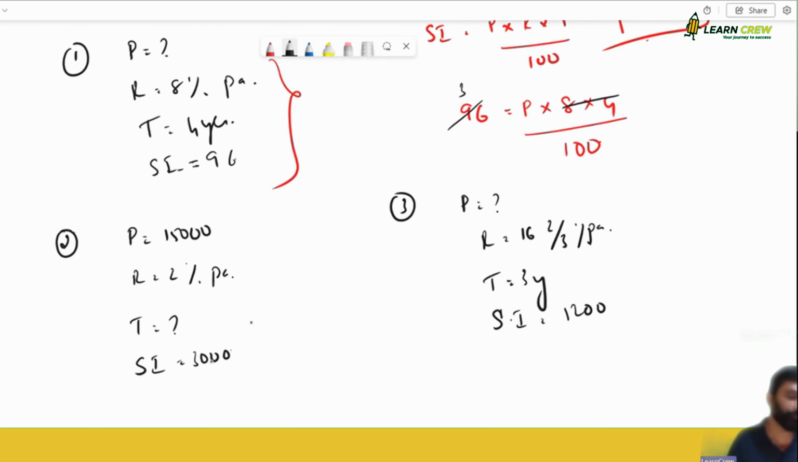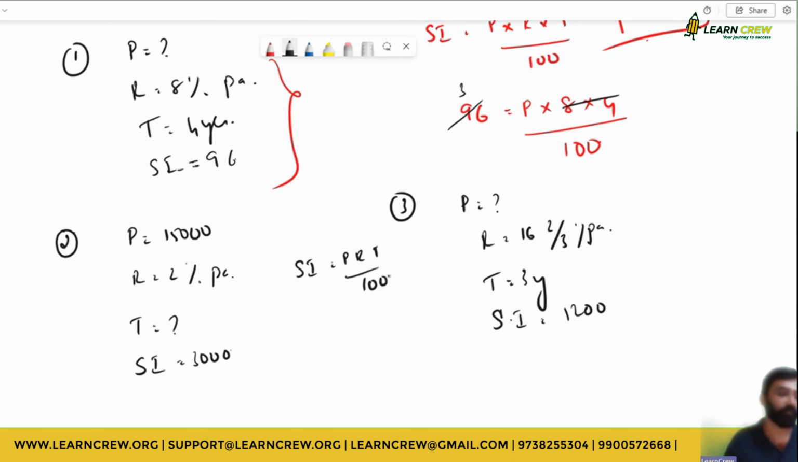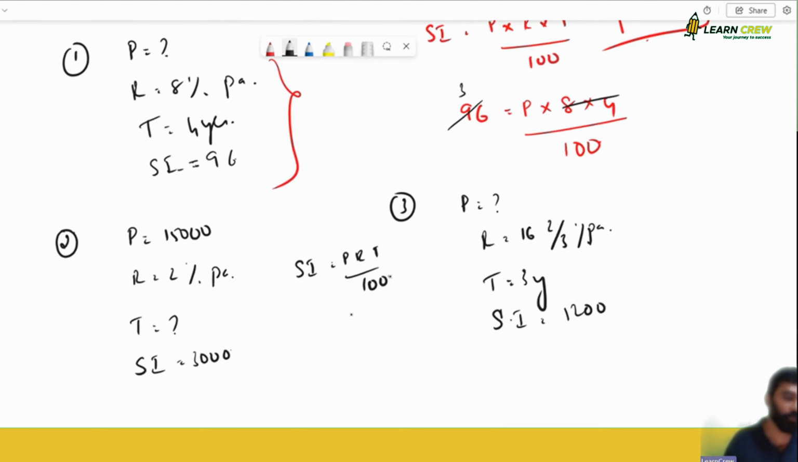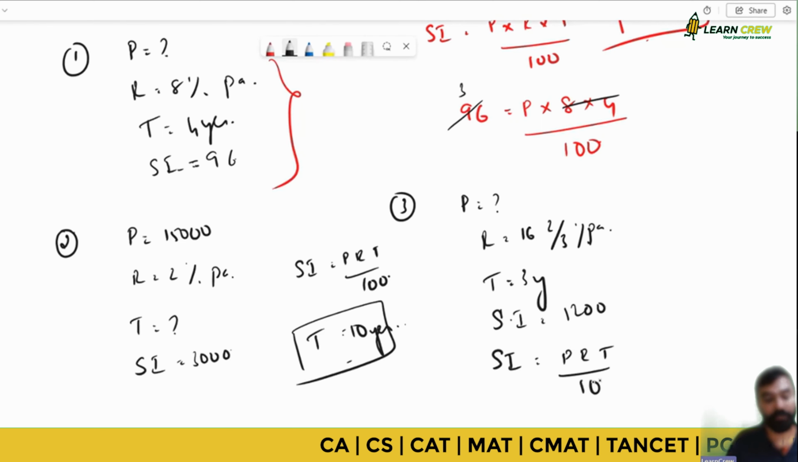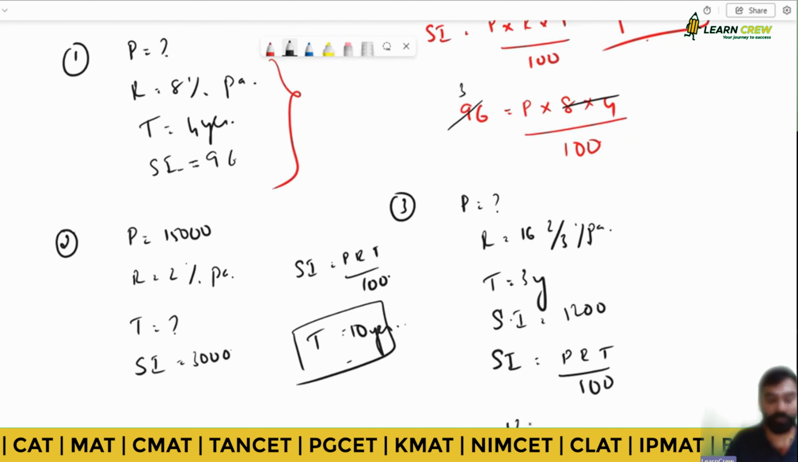Yes, answer for first one. PRT divided by 100. So that is divided by 15 into 2. 10. Okay. Next one. Sorry, 24. No. SI equal to PRT divided by 100. So SI is given as 1200.